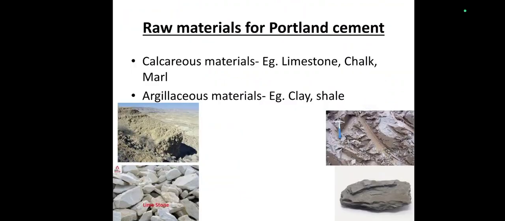So what are all the raw materials for cement? So there are two main ingredients to make cement. One is calcareous materials. Calcareous means limestone, chalk, marl. And next one is argillaceous materials, which is rich in alumina and silica, mostly clay and shale. So these two materials are combined with some proportions and with some other additives.